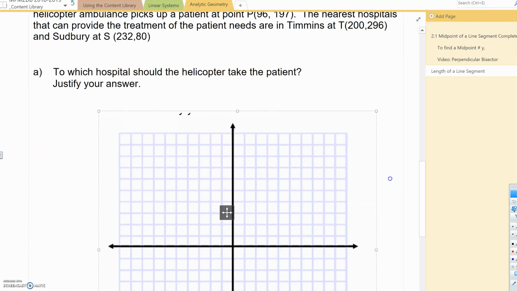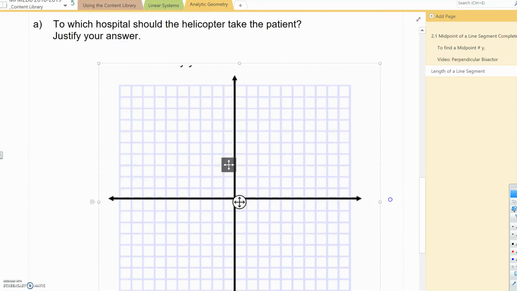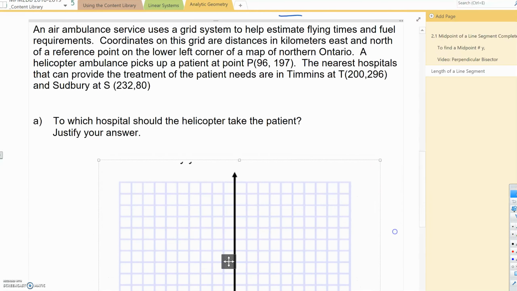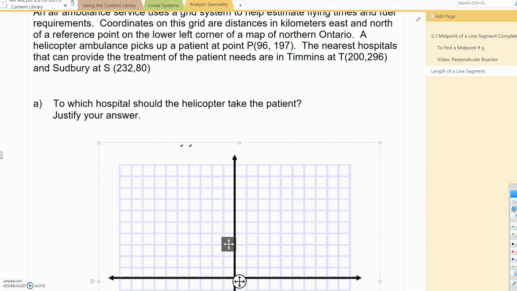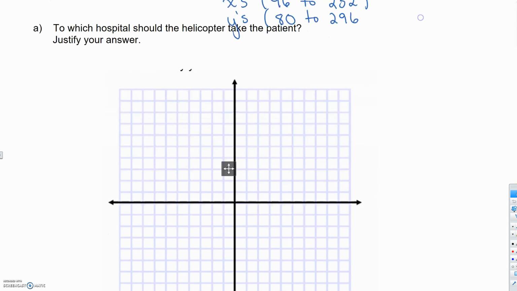First thing you want to do is graph this. So I put a coordinate chart on here. The scaling might be a little difficult, but let's see what we can do here. So my x's, I'm just going to analyze this before I actually do it. My x's, the lowest is 96, and it goes to the highest, which is 232. My y's go from 80 right up to 296. So I'm wondering if I can scale this maybe by 50s. That would be my best bet.